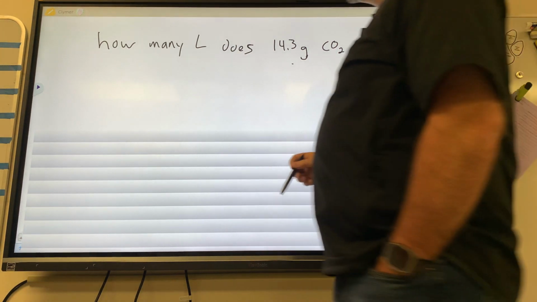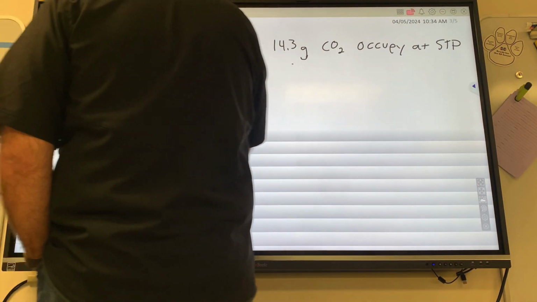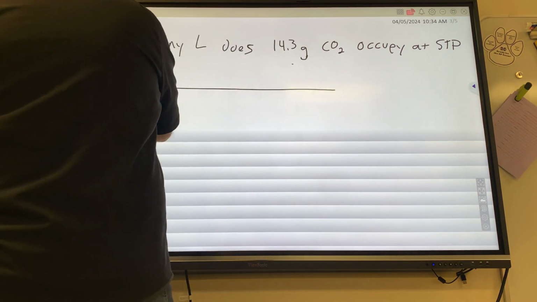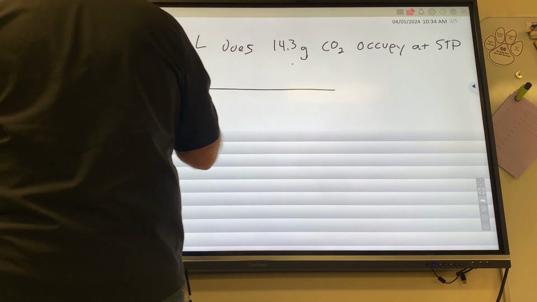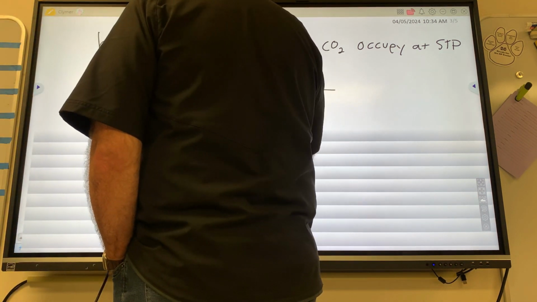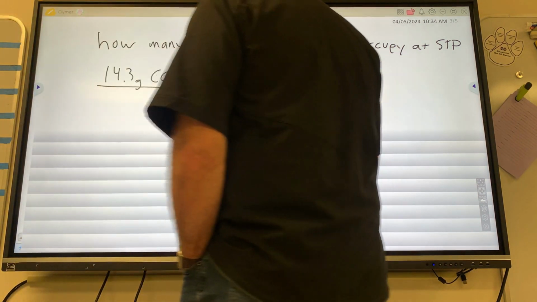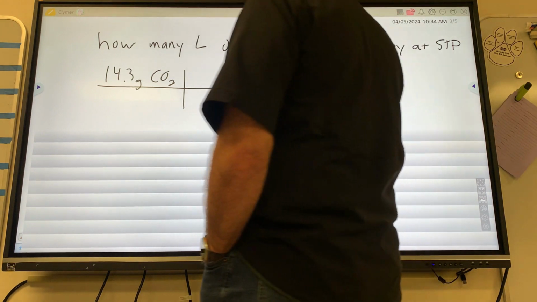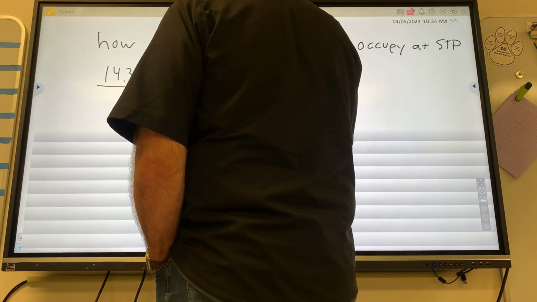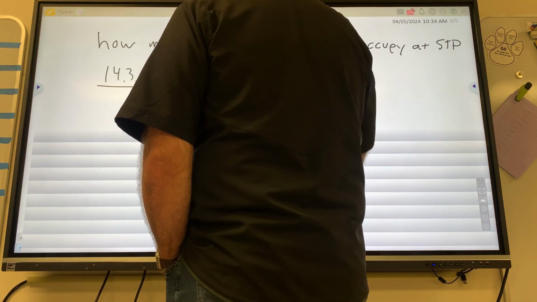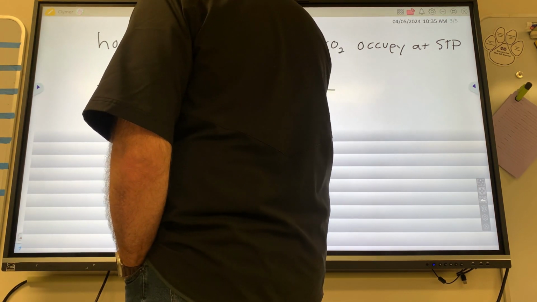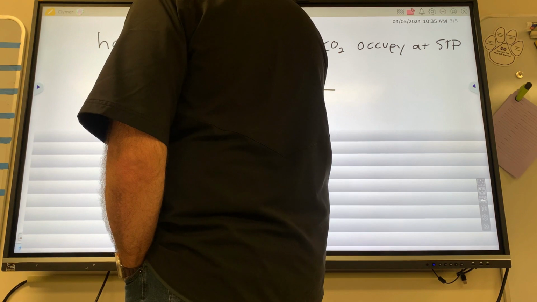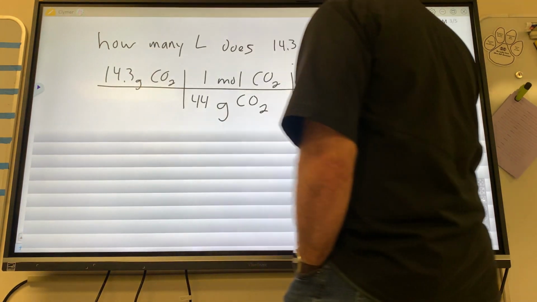So let's make a T-chart. What are we going to start with on our T-chart? 14.3 grams CO2. Okay, what can we do here? Grams to moles, yep, molar mass. Grams of CO2 is going to be 12 plus 32, 44. Copy down our units.